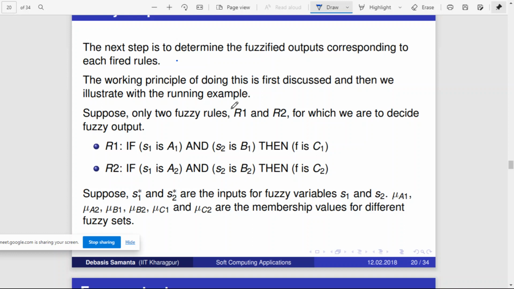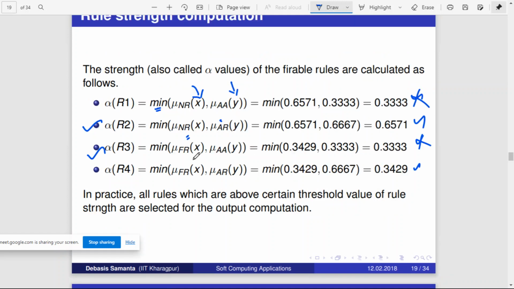Suppose consider there are two rules, R1 and R2, which are used to decide on the fuzzy output. R1 is given something like this: if S1 is A and S2 is B, then F is C1. So these two rules are two different situations. One rule is talking about the case of near and ahead right, that is, if the object is near and ahead right, then do this. And the other rule says that if the object is far and ahead right, then do this.